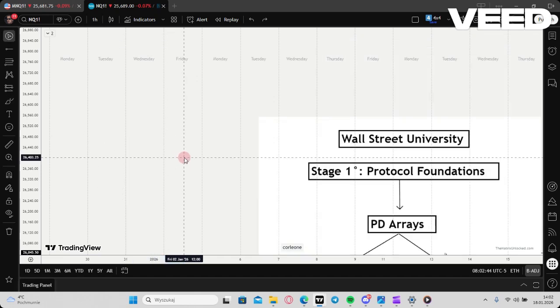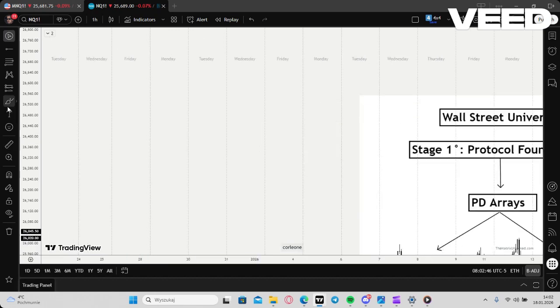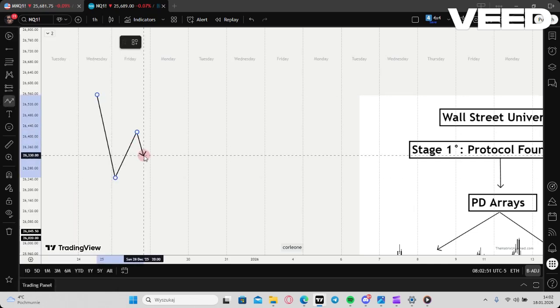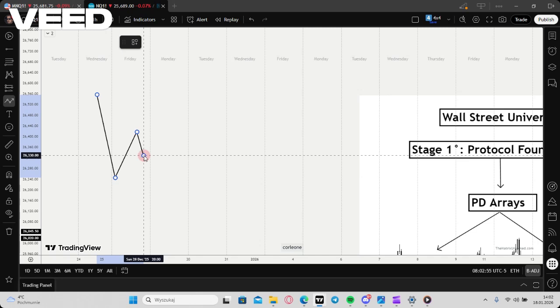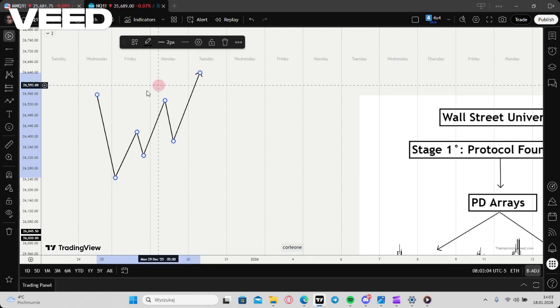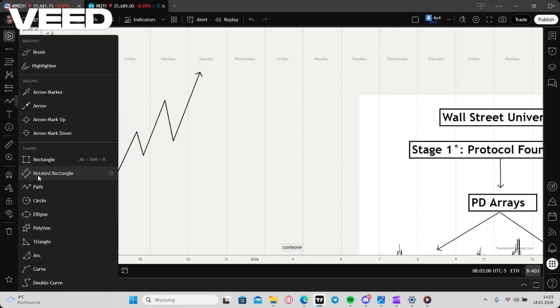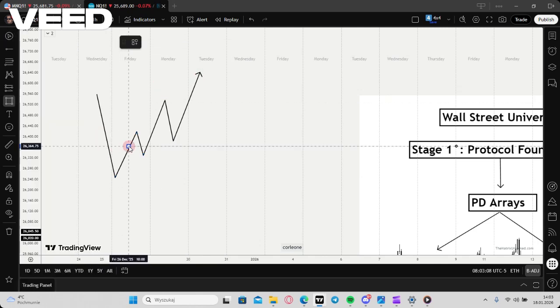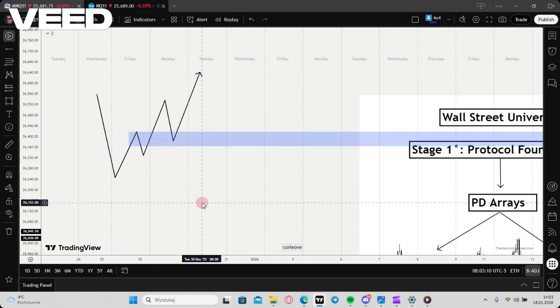And now let's talk about the mitigation block and what is the difference between it. Simple. Sell side, buy side, sell side, but not a lower low, a higher low. This low stays intact. We are not taking out this low. Then we have buy side, sell side, buy side. So this is your mitigation block. Boom. Very easy, very simple.